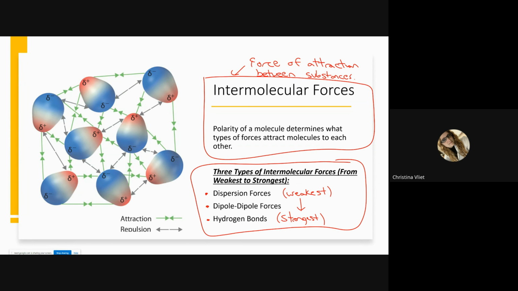You'll see in the diagram, you don't have to write down the diagram here, but the diagram is showing you intermolecular forces. The green arrows represent forces of attraction. The gray arrows represent forces of repulsion. You'll notice that positive ends of molecules are attracted to negative ends of other molecules. Back to the basics in Unit 1, you have to understand how charges work: like charges repel, and opposite charges attract, is what's going on again today.